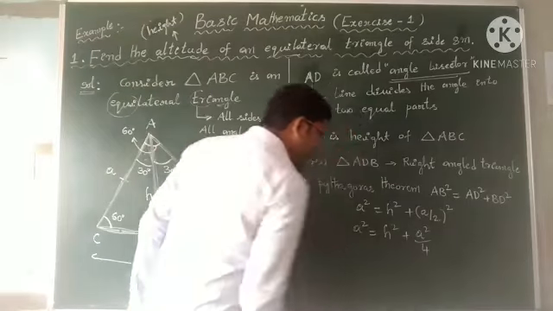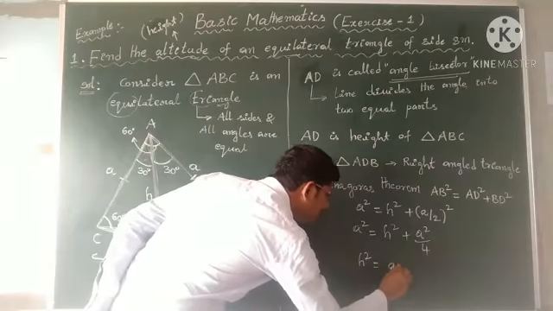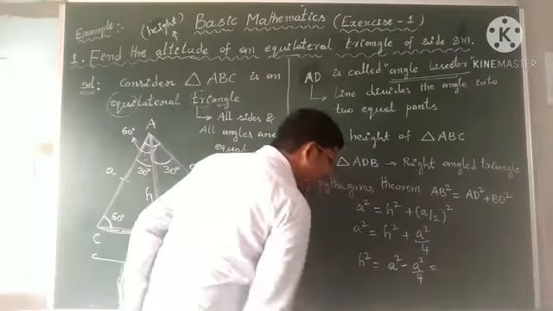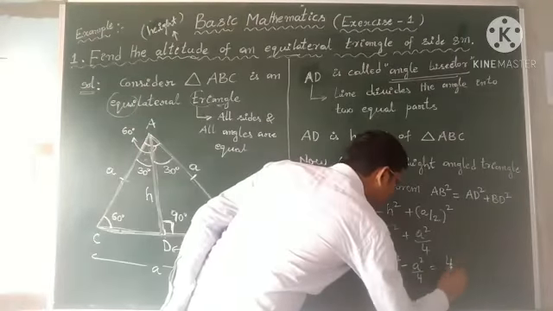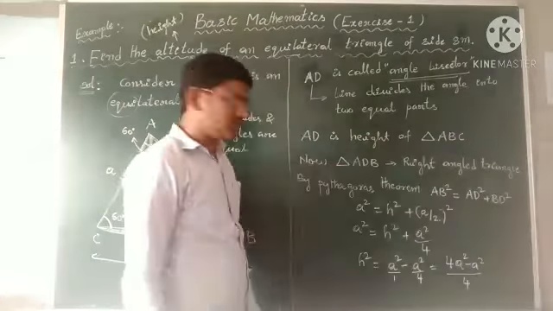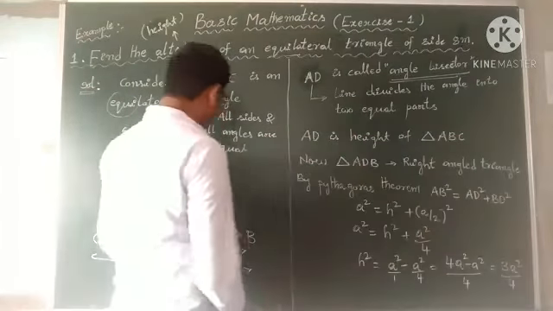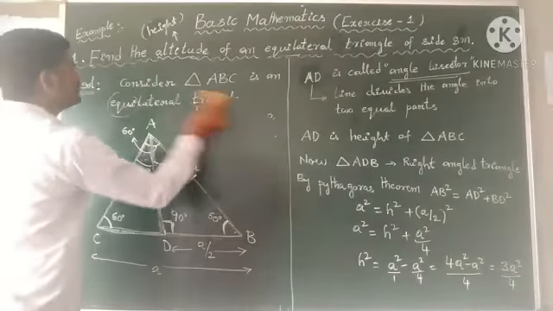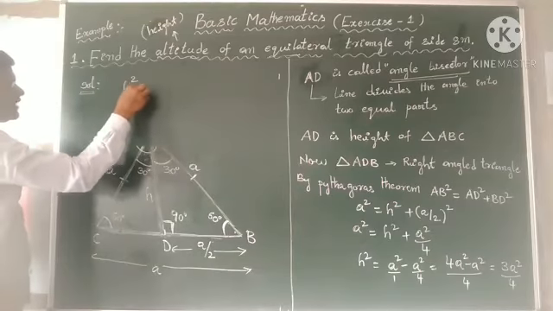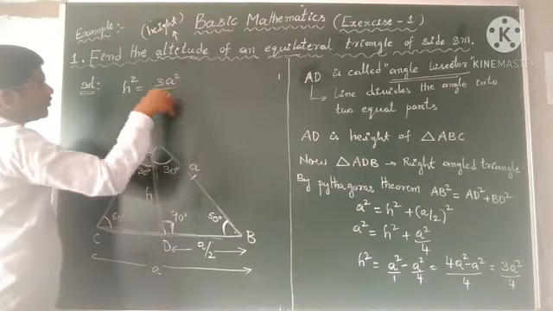A square by 4. Then make h square the subject, then h square is equal to a square minus a square by 4. So take LCM, you will get 4a square minus a square by 4. So this is 3a square by 4 is equal to h square, we got it. See students, h square is 3a square by 4.